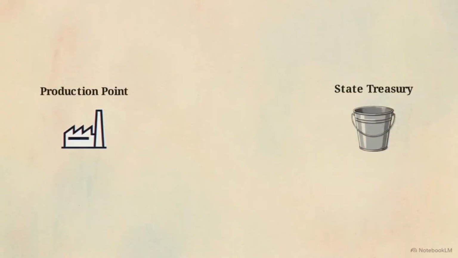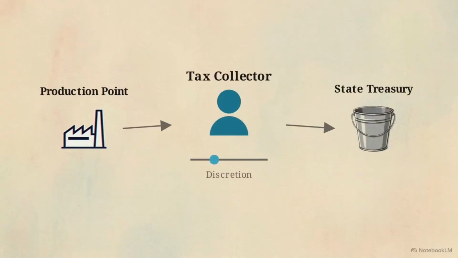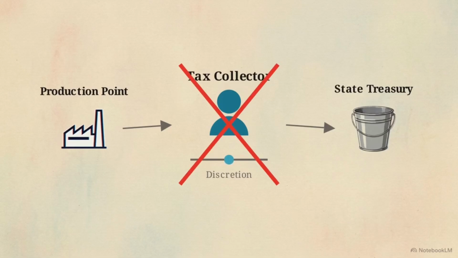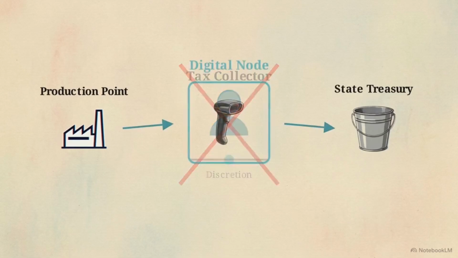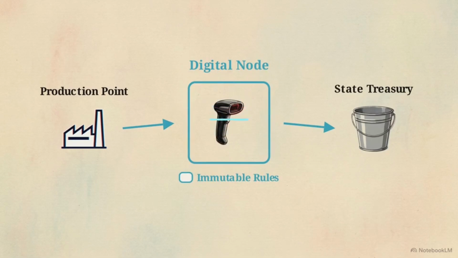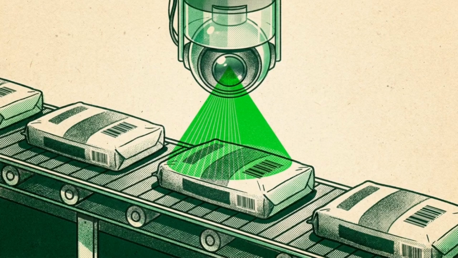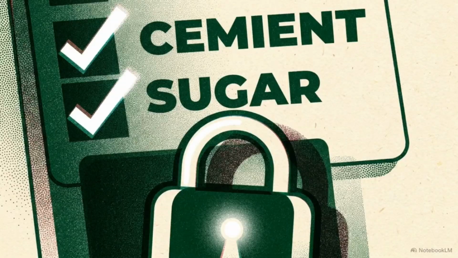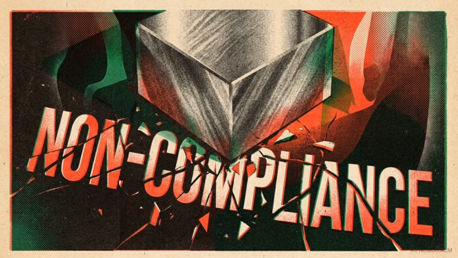This diagram shows the required shift in architecture. The state removes the human tax collector and their discretionary enforcement slider, replacing them with a locked digital node. The system taxes output at the exact moment it rolls off the production line. Already running in Pakistan's cement and sugar sectors, this method physically eliminates the taxpayer's ability to underreport. You do not build a tax base by pleading with entrenched elites to comply. You engineer systems where non-compliance is structurally impossible.